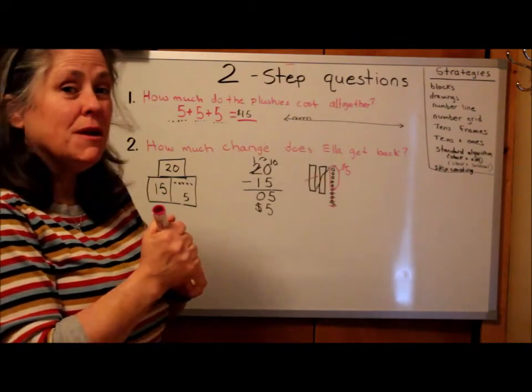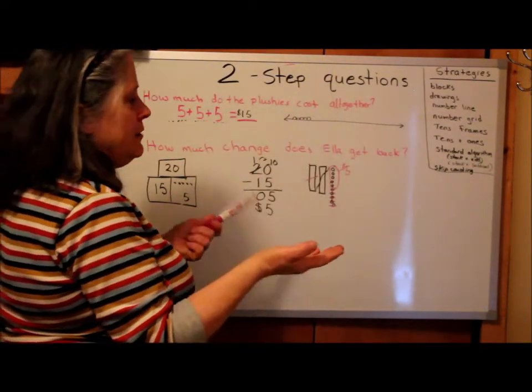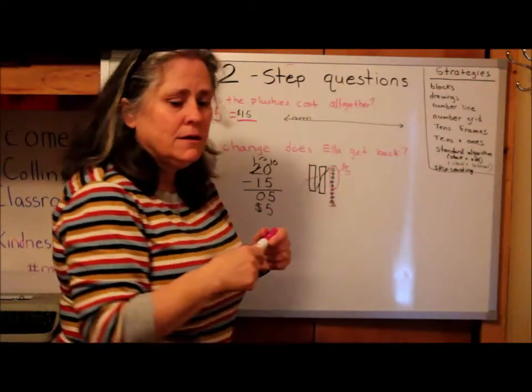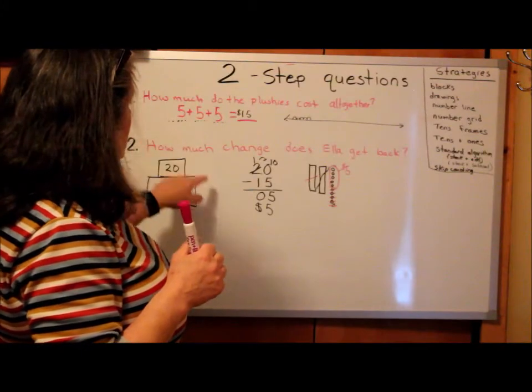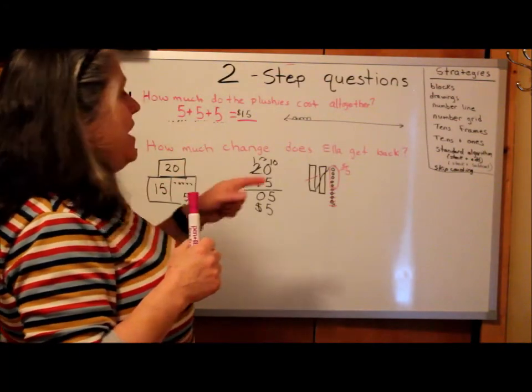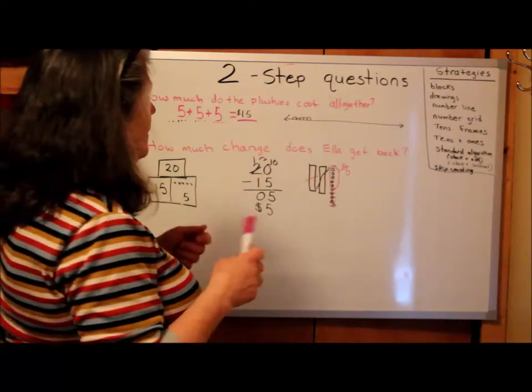And I could do the same thing on a number line. I could go on the number line and count back, or I could go on a hundreds grid and I could count back. So the most important thing was figuring out what the question was asking and then using the right strategies to solve it. Whichever strategy works for you. There isn't really a right one.